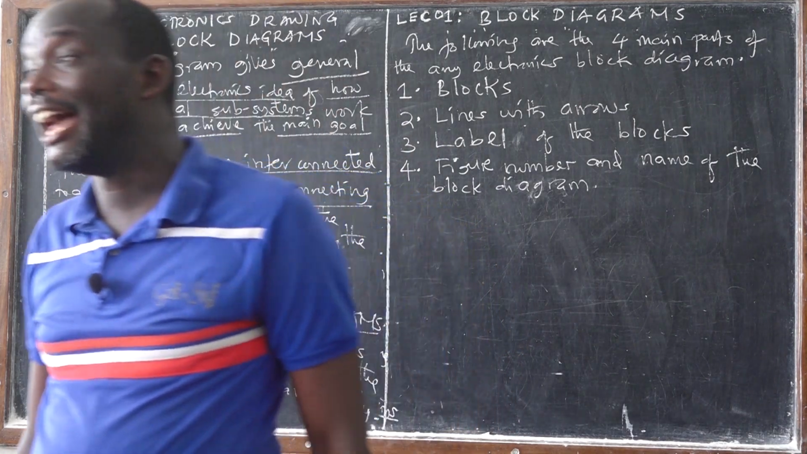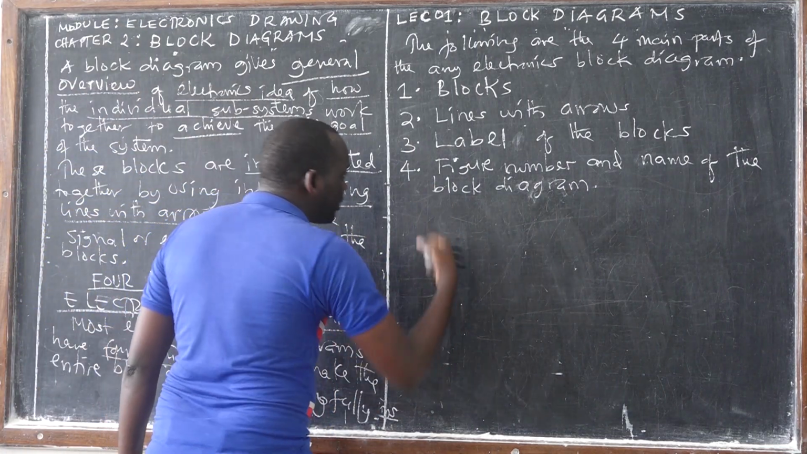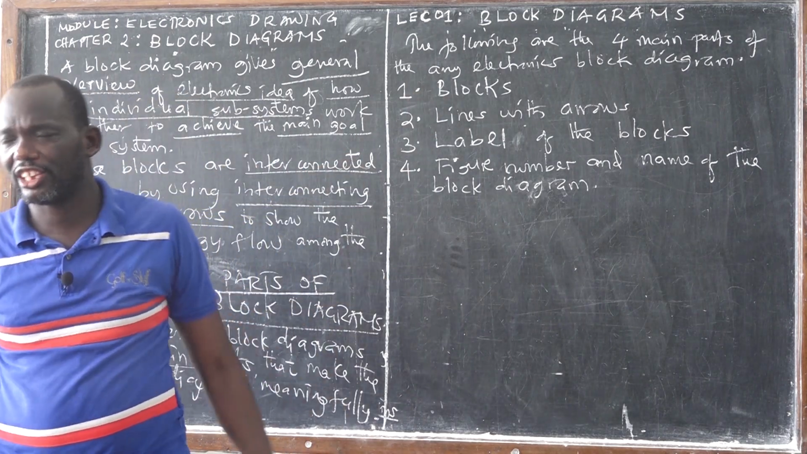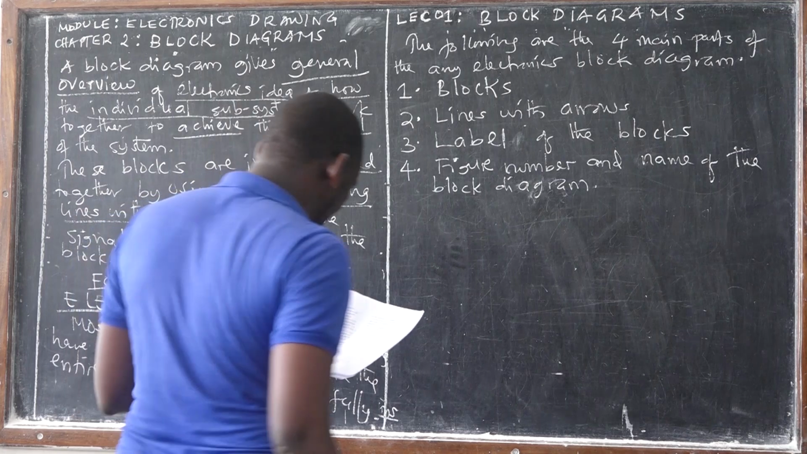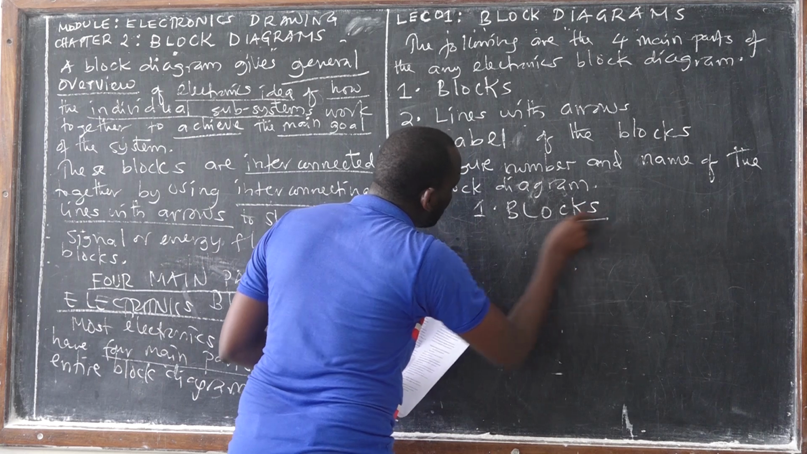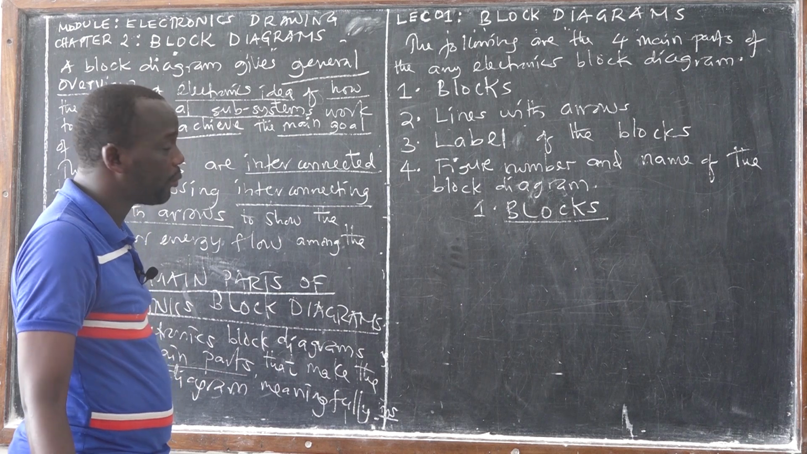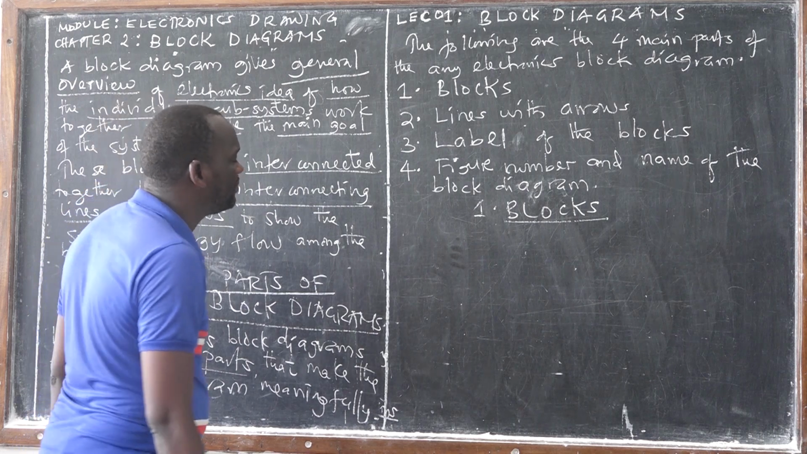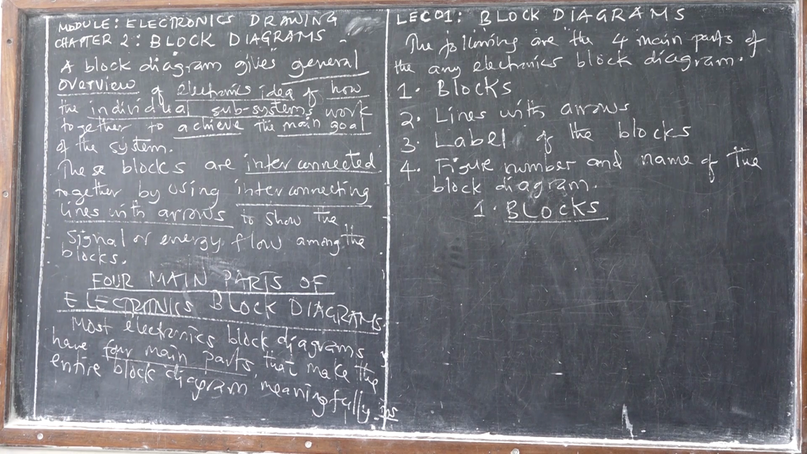Class, are we together? Yes. So it means that let us discuss today the first part. In lecture 2, we'll discuss the second, the third, and the fourth part. So stay connected. Number 1, blocks. Say blocks. Write down. You are taking photos.